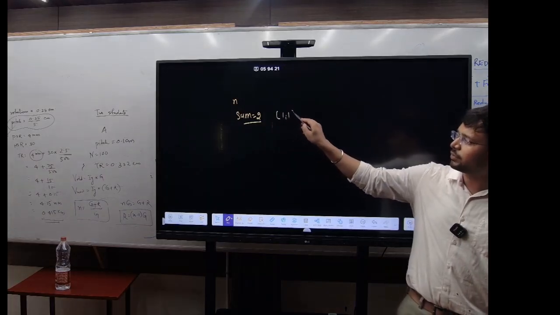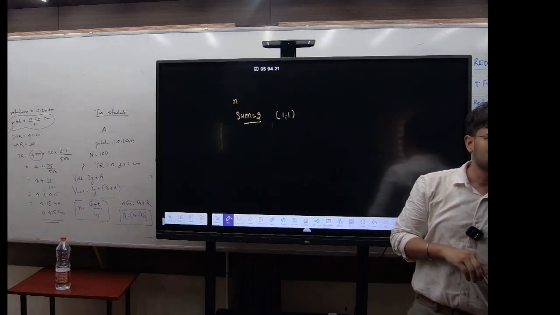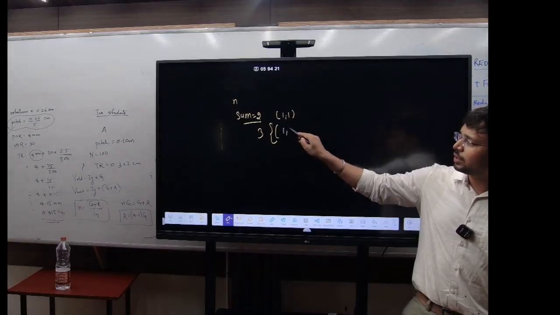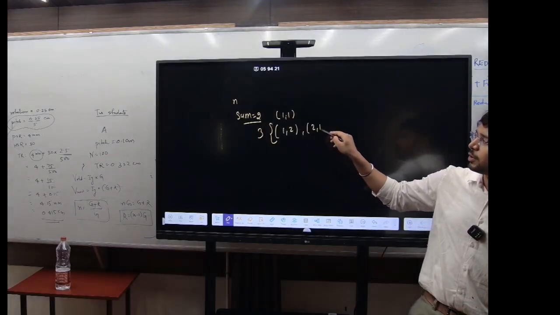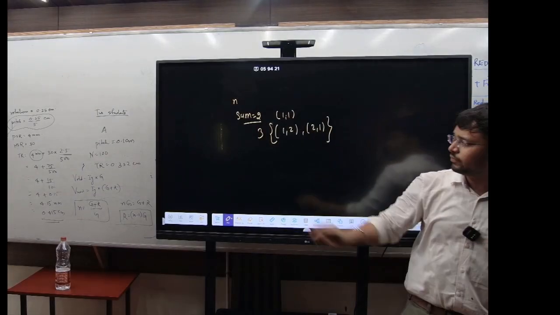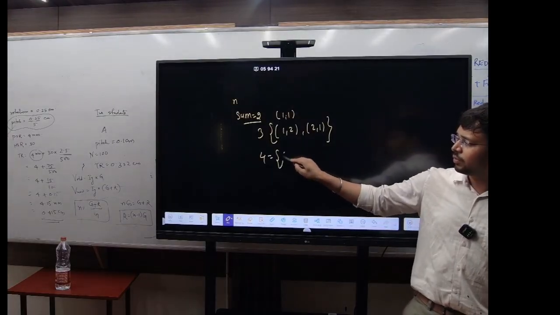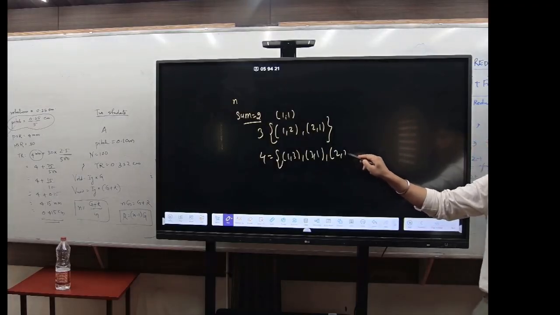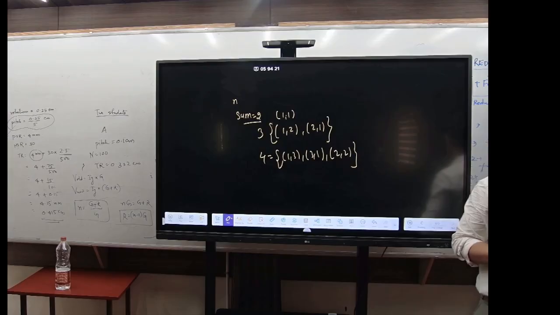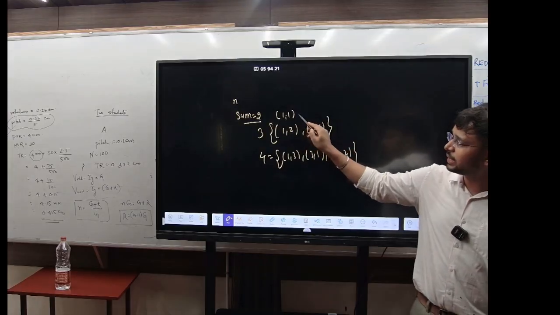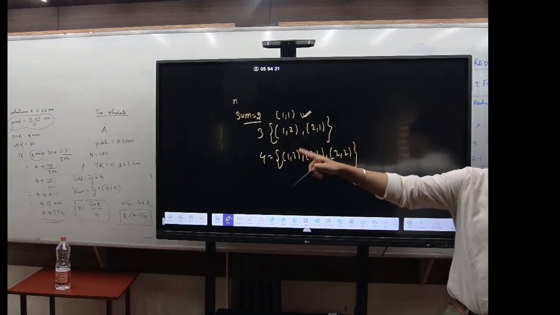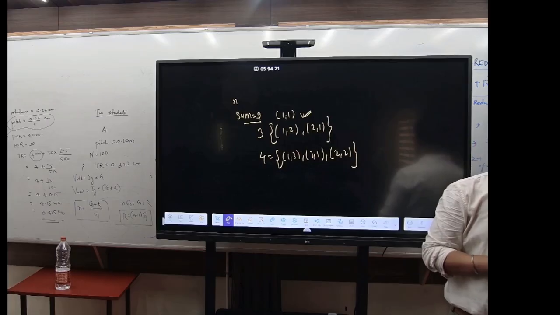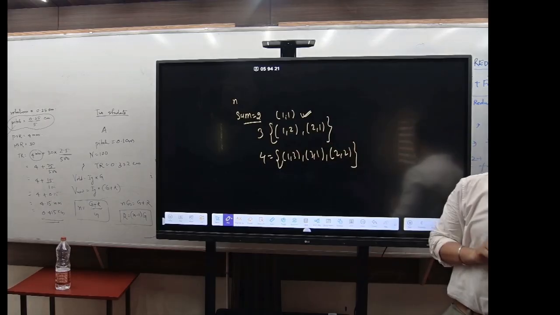Sum will be 2 is what? Only one possibility, 1, 1. Sum will be 3: the possibilities are 1, 2 and 2, 1. Is there any other possibility? No. Sum will be 4: 1, 3, 3, 1 and 2, 2. So you can see, how many times is the sum coming 2? 1 time. Sum is coming 3? 2 times. Sum is coming 4? 3 times.